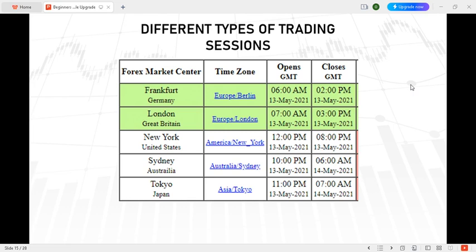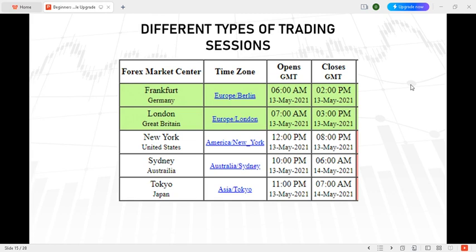The London session over here in my time in Nigeria starts at 6 a.m. in the morning. Of course, they've been shifting the GMT, so you can make it 7 o'clock in the morning Nigerian time. Here, the London session is open. All right, so that takes us to the New York session.